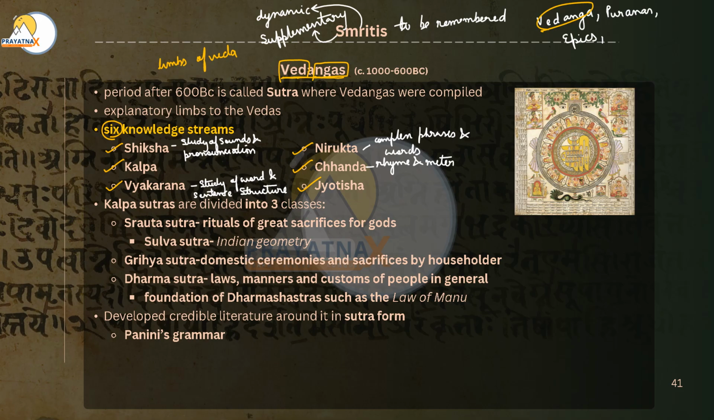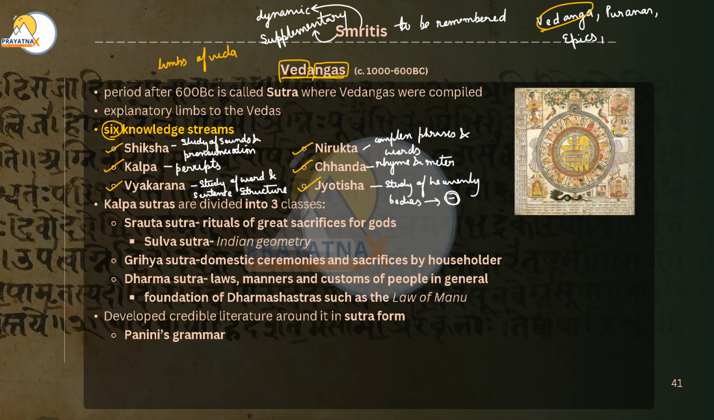Whereas Kalpa dealt with the precepts associated with the performance of ritual. And lastly, Jyotisha dealt with the study of heavenly bodies. Now, this was done to find an auspicious time for the performance of rituals, which we call Muhurat.